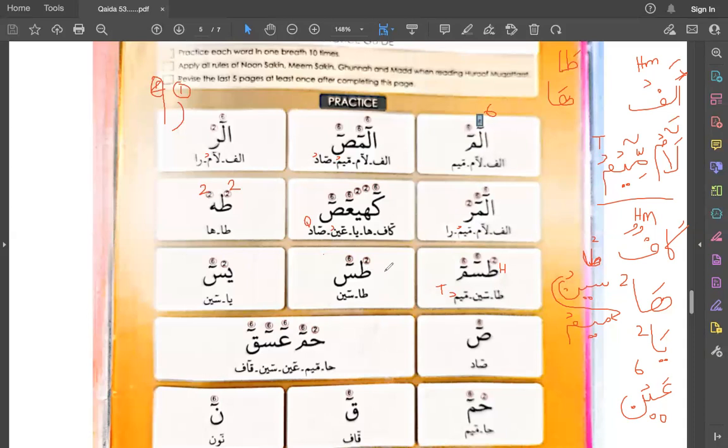This is ta, so ta will stay ta. There will be two counts. It will be two counts long. Seen will be six counts long because there are three letters, and you are giving sukoon at the end. And before the second, you saw the long vowel, so you are making it like mad arid li sukoon, but it is longer than mad arid li sukoon.